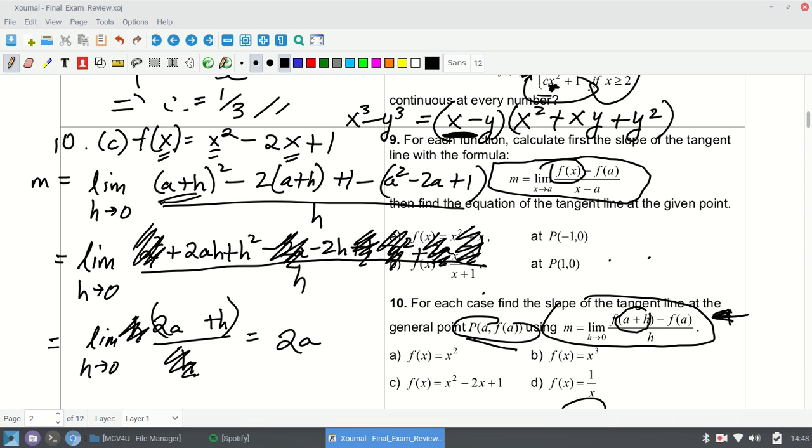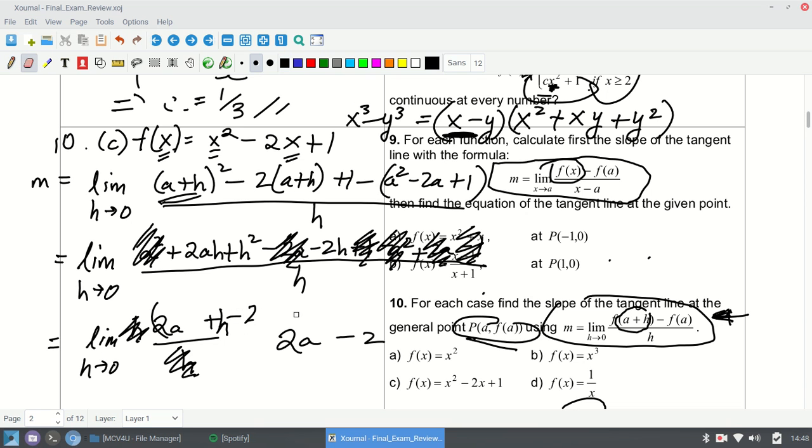Am I missing something? I feel like I'm missing something here. I have to be missing something because the answer should be 2a minus 2. Right here, I'm missing this. Yes, okay, I am missing it. I missed a factor right here, 2h. So h squared, I had h squared. I take out a factor of h.